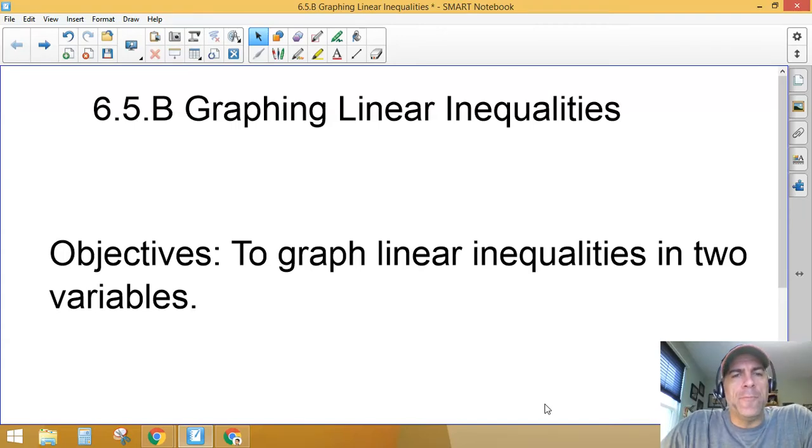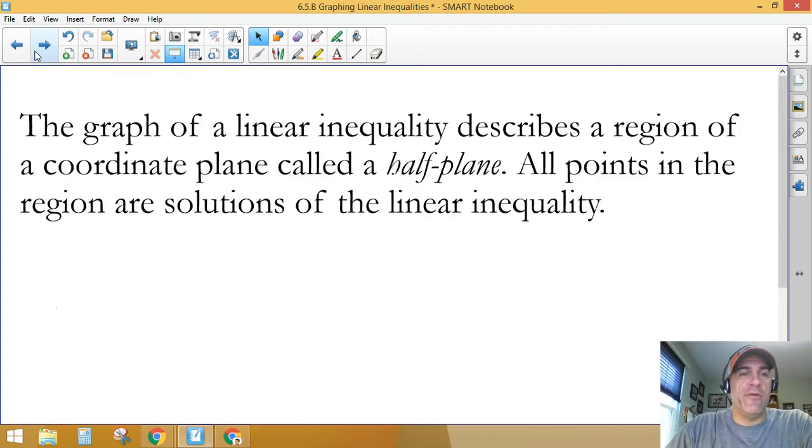This is 6.5.B. We're graphing linear inequalities, and our objective is to graph linear inequalities. The second video will be continuing that as well as creating linear inequalities from a graph. So just flipping it around.